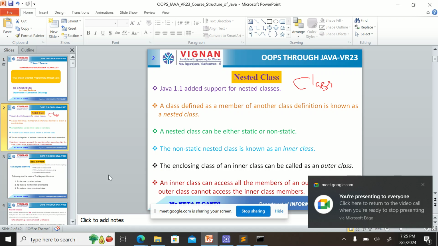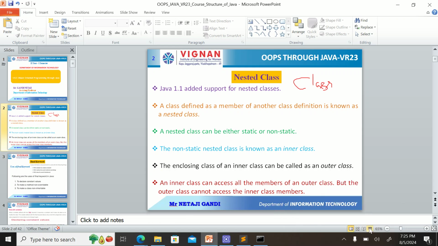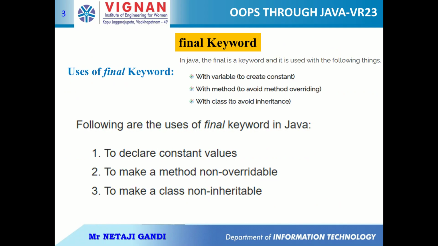Yes, sir. So this is the first topic. What is the topic name? Nested class. What is the next topic name? What is your expected next topic? Final keyword. The next topic is final classes and final methods. But generally the final keyword is also available in the first unit, right?